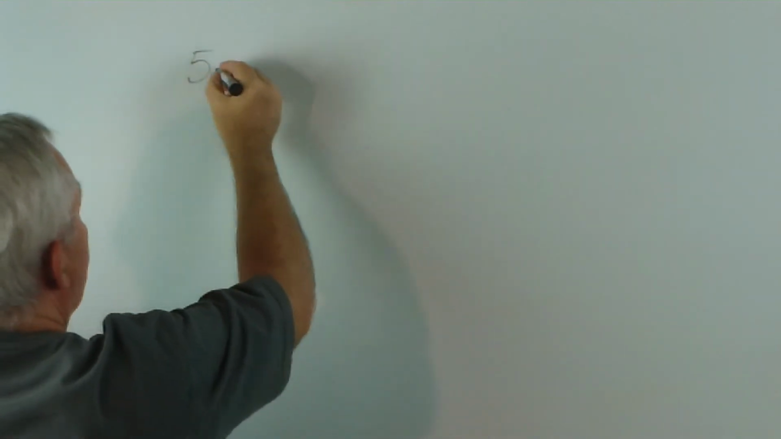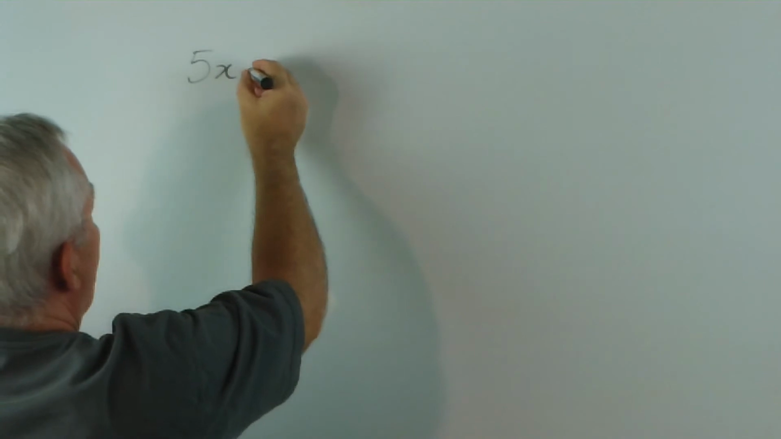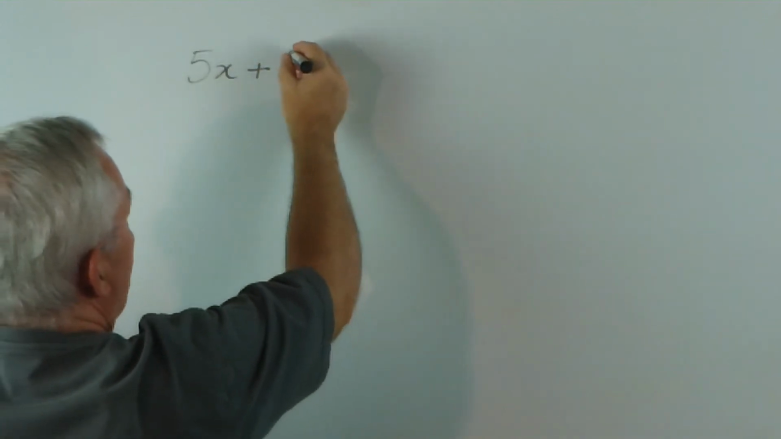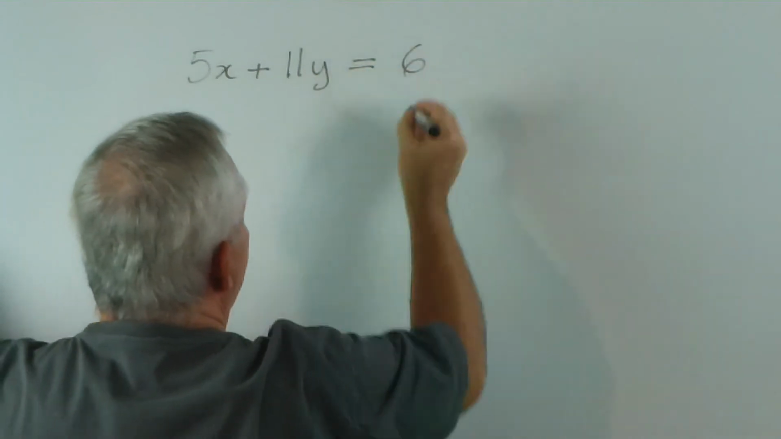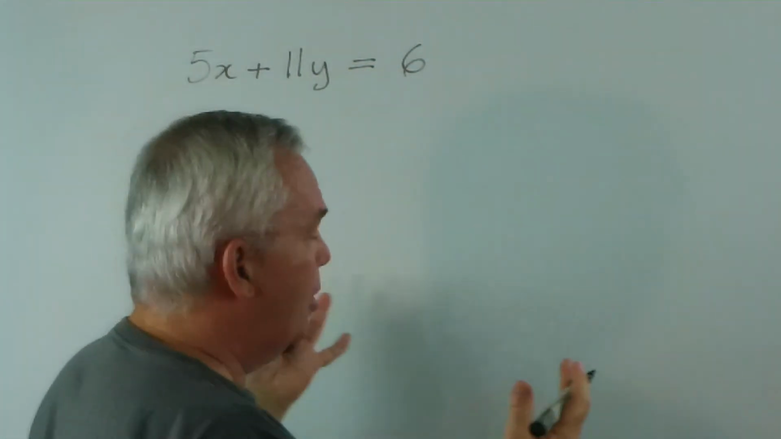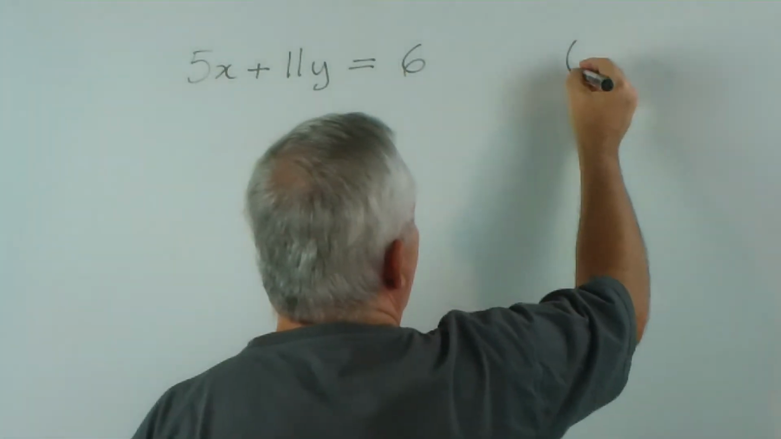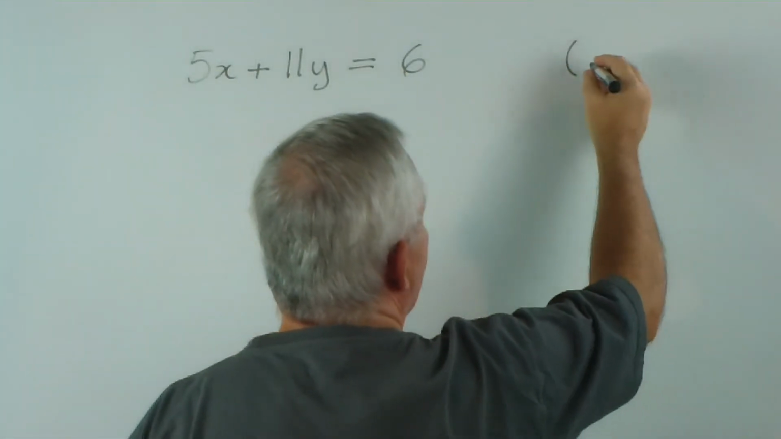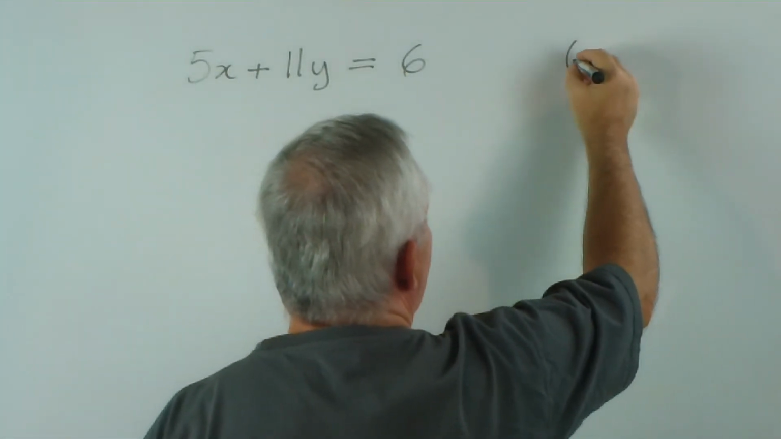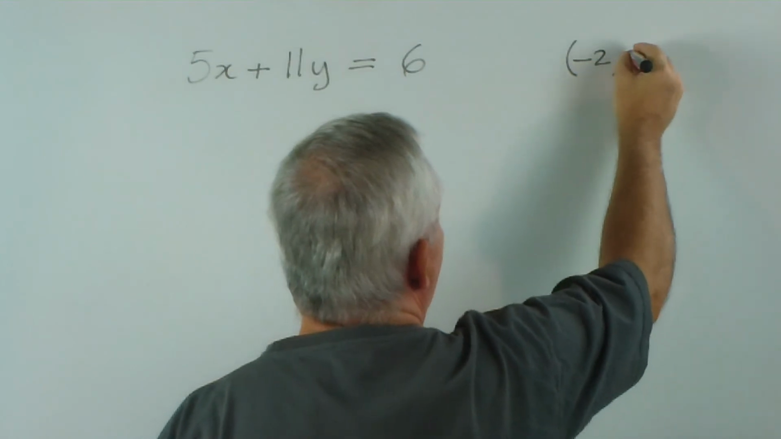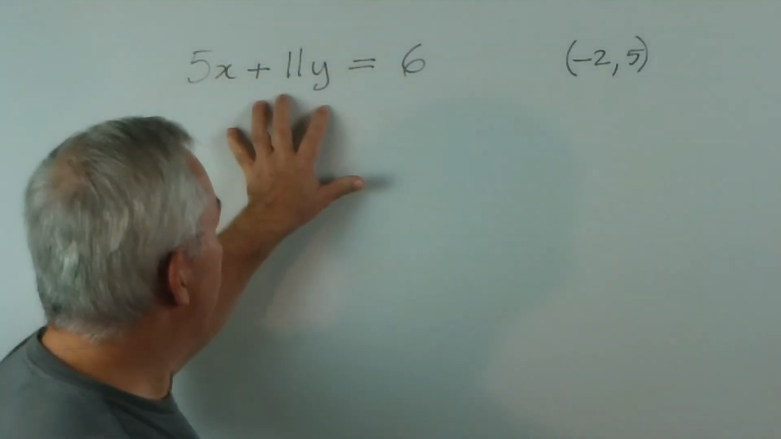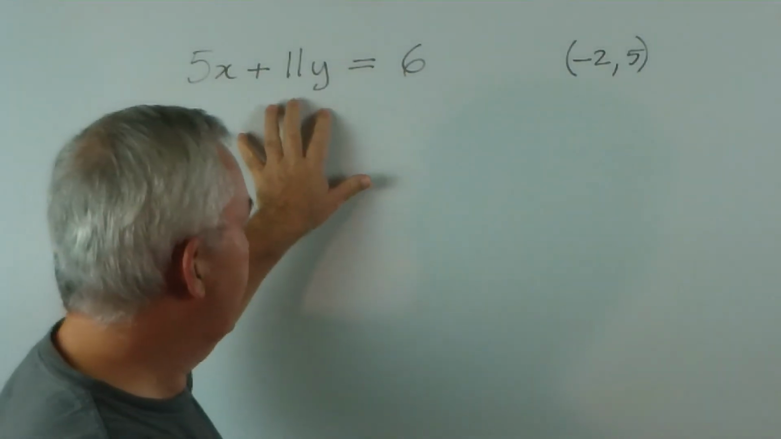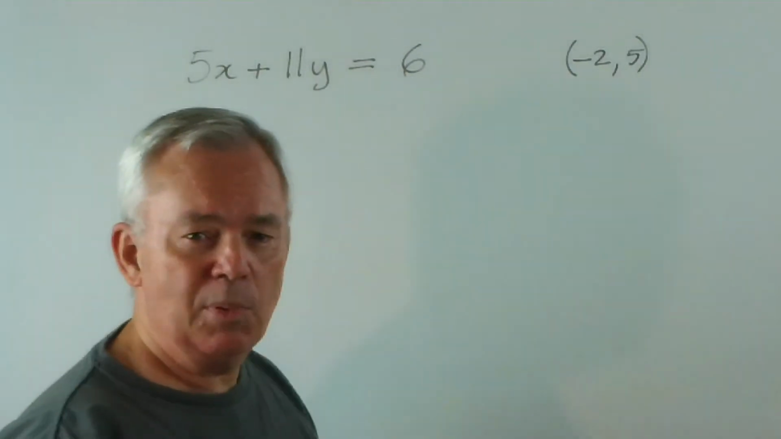Let's make it 5x plus 11y equals 6. So let's imagine we had that and choose some point. I'll use something negative this time. Let's do -2, 5. So I want a line perpendicular to this equation, to this line, passing through this point.